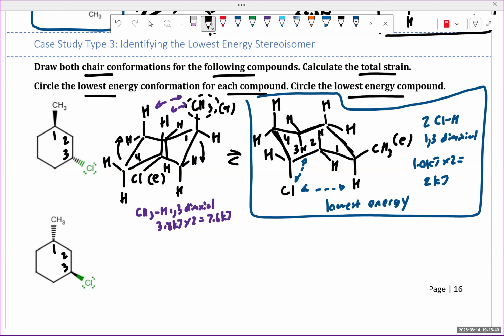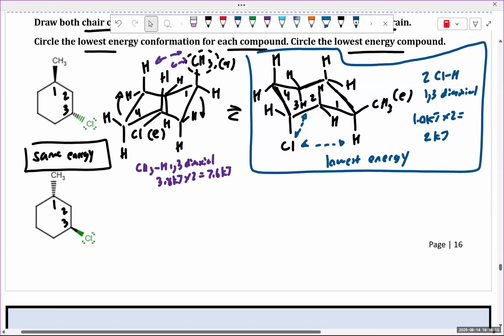Now, without doing any calculations, I'm going to tell you that these two molecules have the same energy. The reason why I know this is that these two molecules are enantiomers of one another. And as we'll see in the next chapter, enantiomers often have identical properties. We're going to prove this more rigorously. So let's look at the two chair conformations for our second compound.